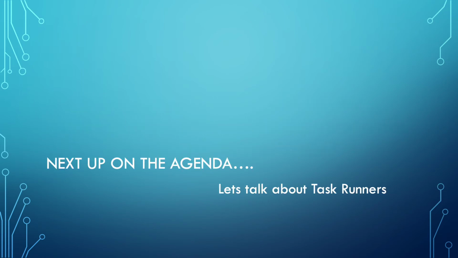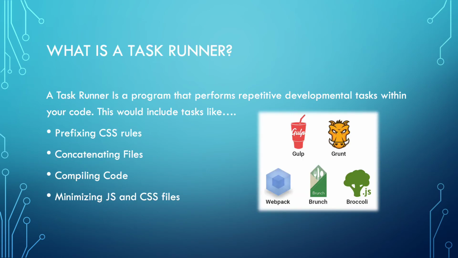So now that we've gone ahead and talked about web design workflow, I guess we can move on to the task runners. So what is a task runner? A task runner is a program that performs repetitive developmental tasks within your code. So this would include tasks like prefixing CSS rules, concatenating files, compiling code, minimizing JavaScript and CSS files, and really just those mundane things that can get repetitive and tedious.